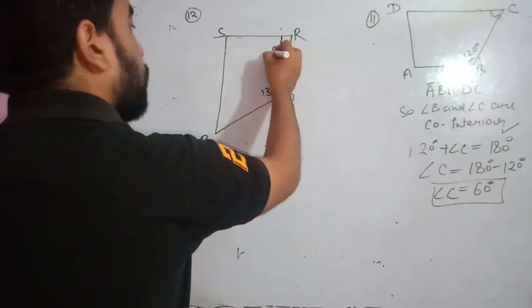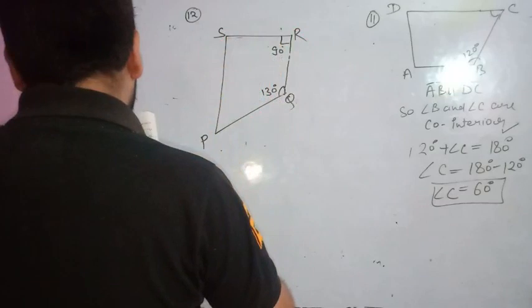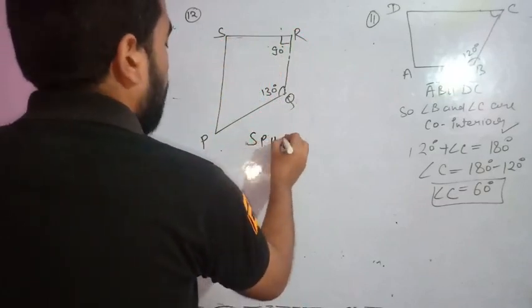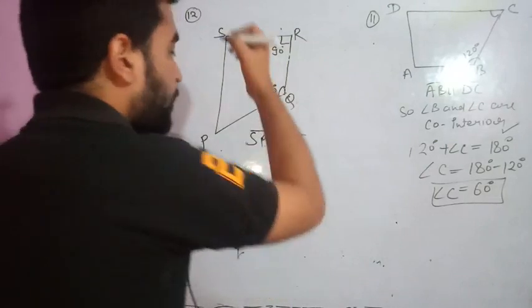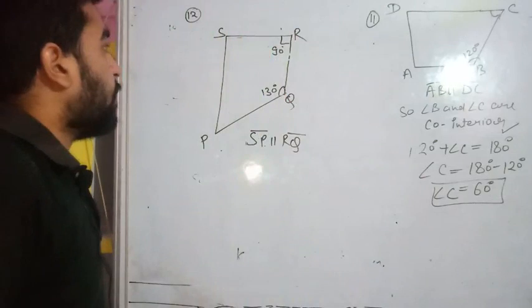Angle R is shown 90 degree. They are asking for P and S. SP is given parallel to RQ. SP and RQ are parallel.